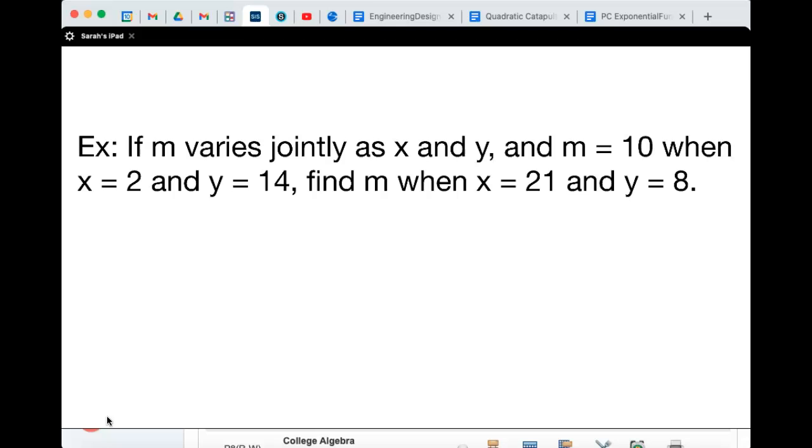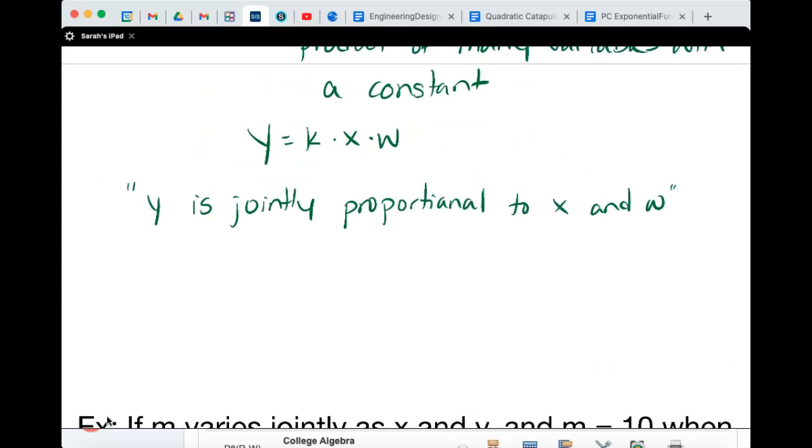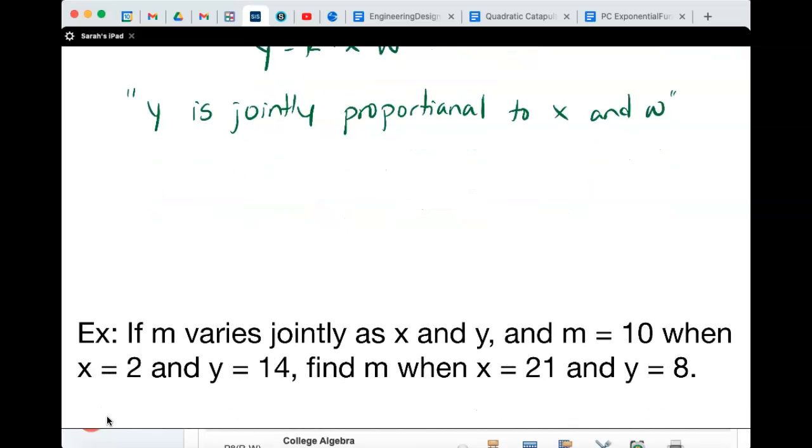So here's our first example. X and w, regular variables. So if m varies jointly as x and y, and m equals 10 when x is 2 and y is 14, find m when x is 21 and y is 8.